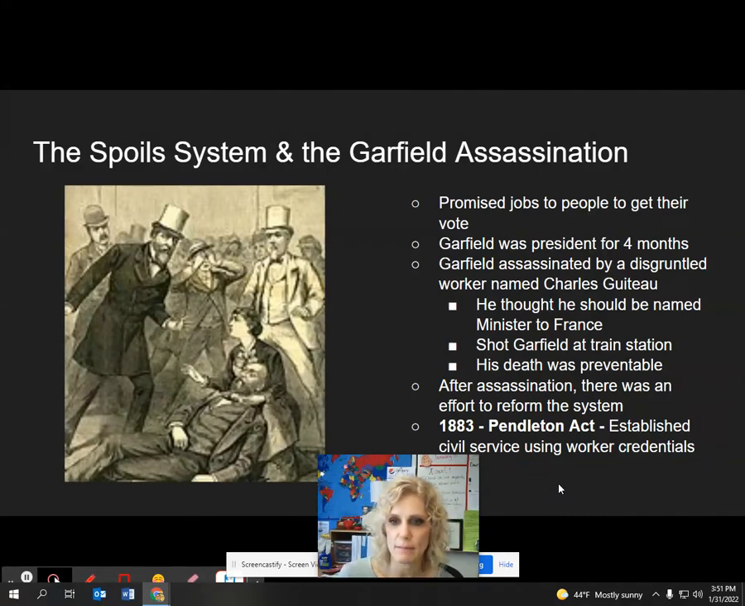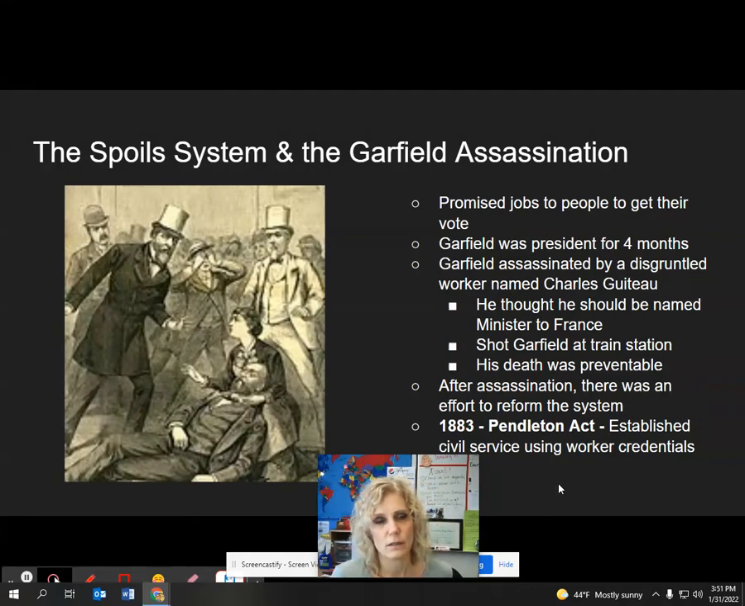There was a man named Charles Guiteau. Charles Guiteau thought that he should be Garfield's, I think, ambassador to France or something like that. And yeah, the minister to France, it's in my notes here. And when Garfield would not appoint him, Charles Guiteau got a little annoyed. He tracked James Garfield down at a train station, and he ended up shooting Garfield at this train station.